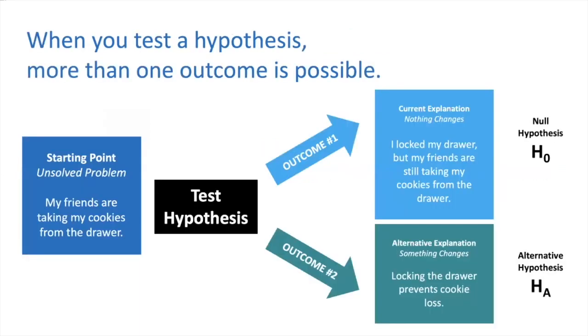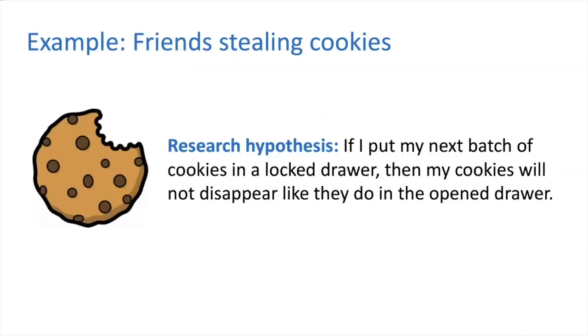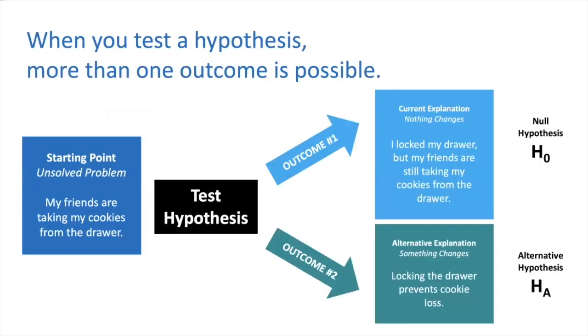Now let's use our flow chart with this example and look at the possible outcomes. So we have a starting point in unsolved problems that friends are stealing your cookies from the drawer. In order to address this unsolved problem, we made this research hypothesis that locking up your cookies will help prevent them from being stolen. Now, the experiment is locking up your cookies. That's the experimental conditions. And we have two outcomes as a result of this experiment.